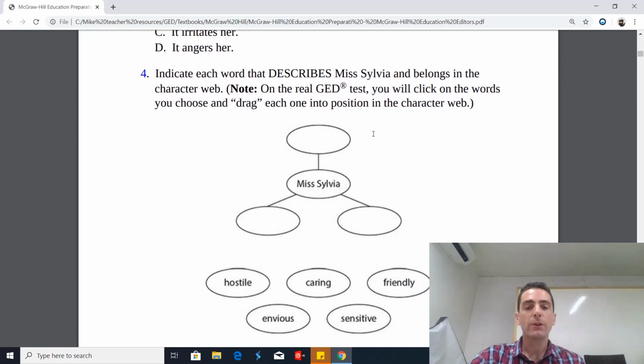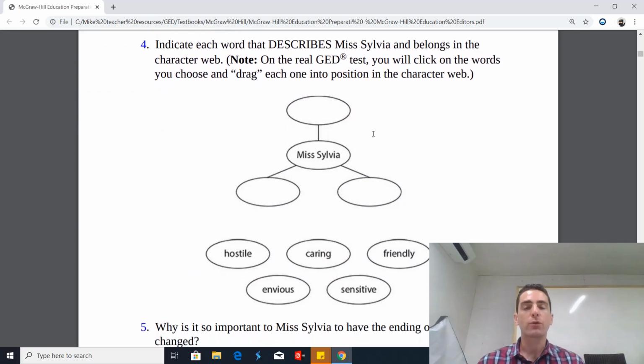Okay, number 4. Here you can see what's called a drag and drop question. So on the GED test itself, you would actually click on the circles below and then drag them into the circles above. So you can see the character, Miss Sylvia, is in the middle here. And what you have to do is drag the adjectives that are directly connected to Miss Sylvia's personality. Which of them describe her character?